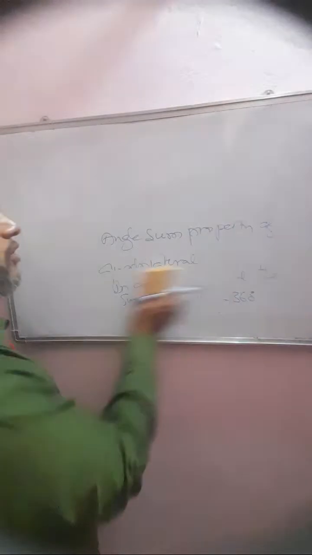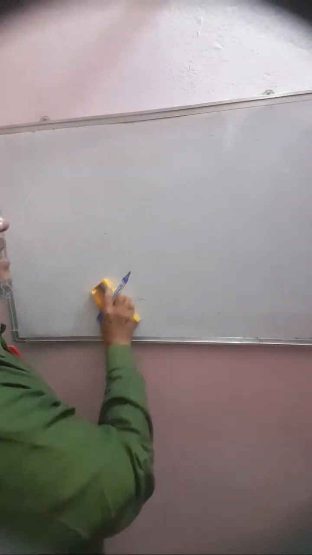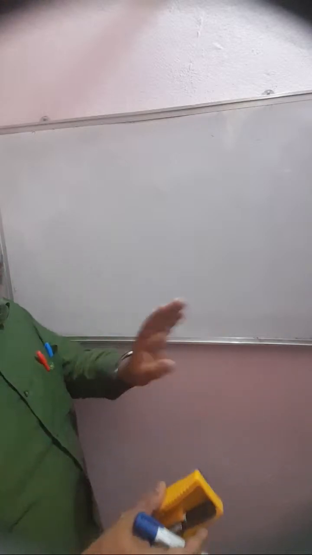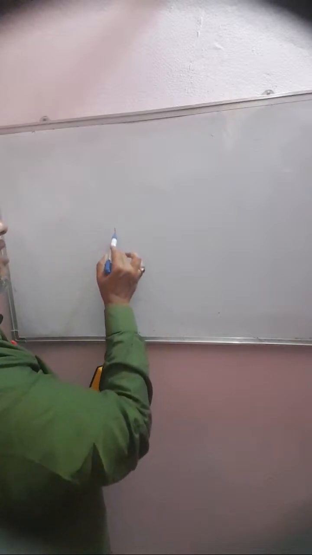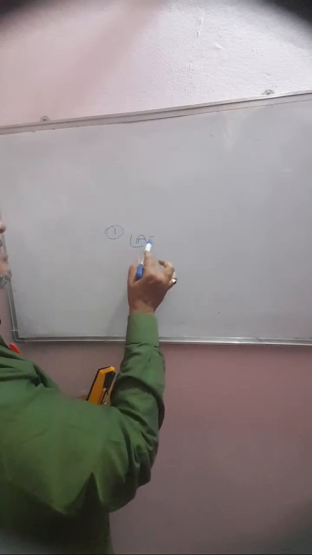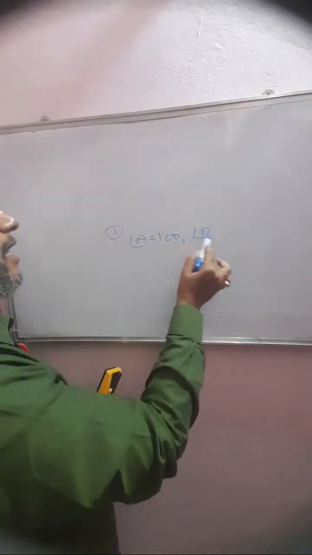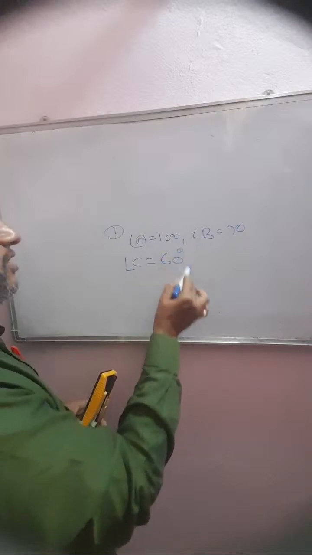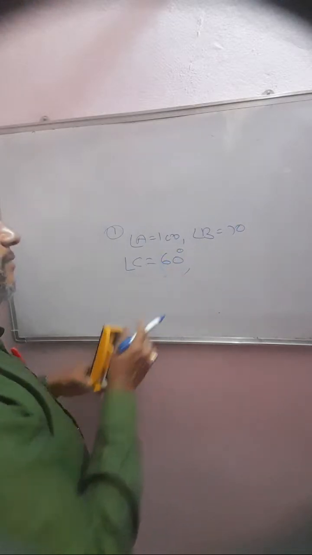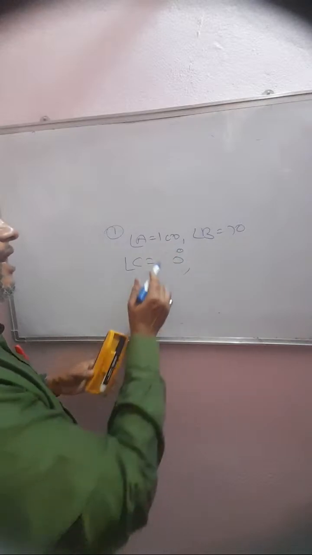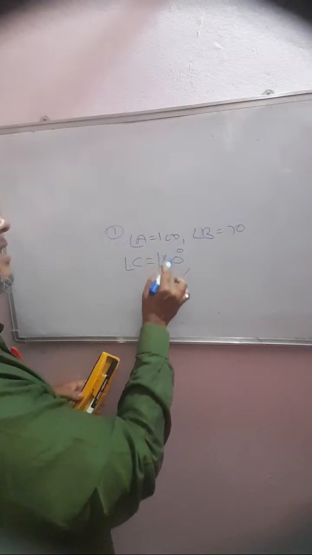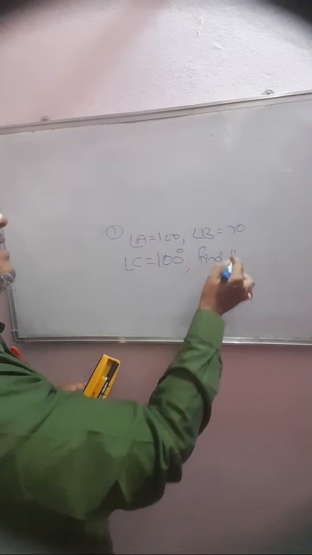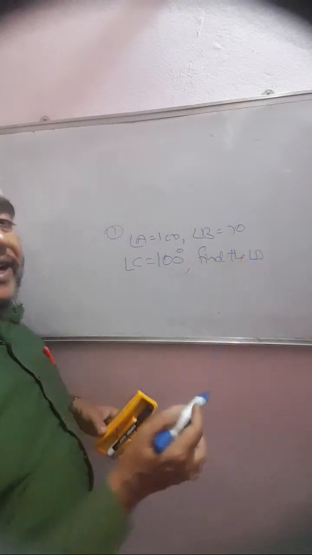So in the exam, how will the question come? Questions will come in only two types. I will tell you these two types. According to these, you prepare for the exam. In one quadrilateral, angle A is equal to 100, angle B is equal to 70, angle C is equal to 100, then find angle D. I think you got an idea.